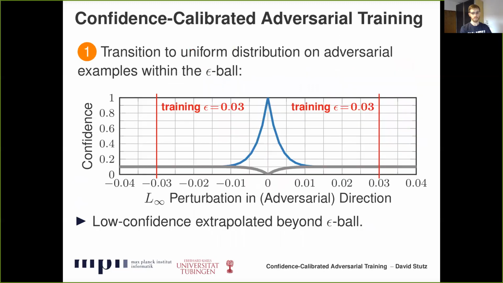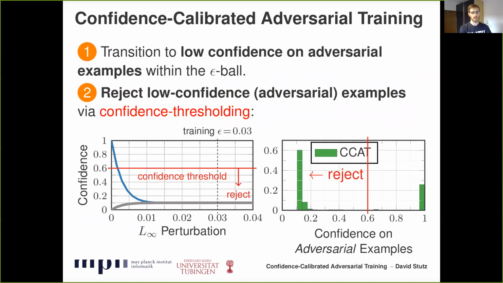Our confidence-calibrated adversarial training encourages the model to yield low confidence predictions on adversarial examples within the epsilon ball during training. And this is illustrated here. The model quickly resorts to a completely uniform prediction when perturbing the clean training example, which is shown at 0 in the middle. And this behavior is extrapolated beyond the epsilon ball that is actually used during training. After training, robustness is then obtained by rejecting those low confidence adversarial examples. On SVHN, for example, we chose a confidence threshold of 0.6, and we are clearly able to reject the majority of adversarial examples as shown in the confidence histogram on the right.